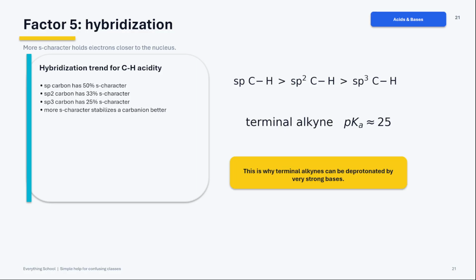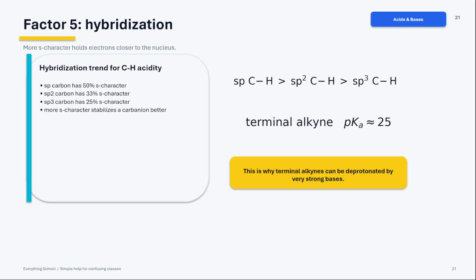Slide 21, Factor 5, hybridization. More s character holds electrons closer to the nucleus. The slide gives the hybridization trend for CH acidity. An sp carbon has 50% s character. An sp2 carbon has 33% s character. An sp3 carbon has 25% s character. More s character stabilizes a carbanion better. That is why terminal alkynes can be deprotonated by very strong bases.